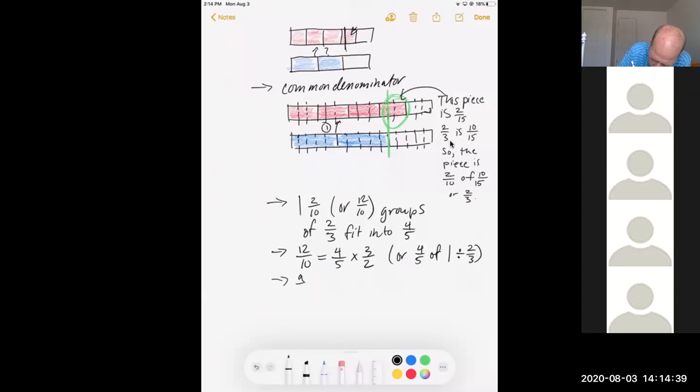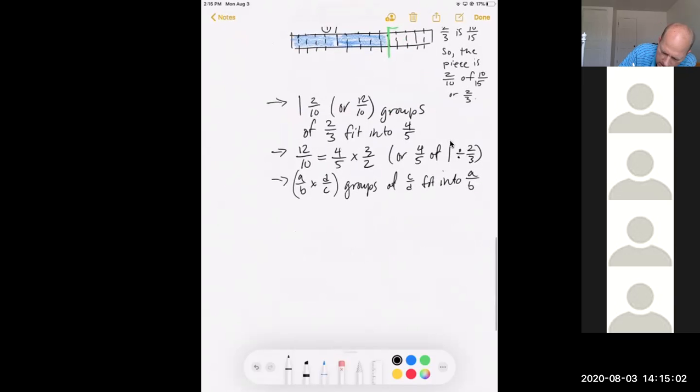Therefore, A over B times D over C. That many groups of the C over D fit into A over B. That's where the confusing part is. I'm still kind of sorting that out.